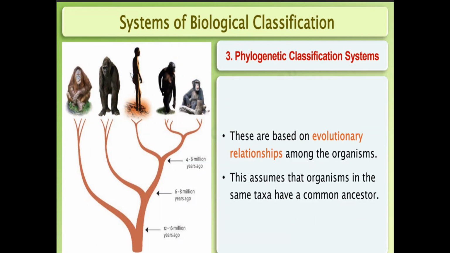For example, we studied tiger, lion, Panthera tigris, Panthera leo, and Panthera, the third one being cheetah. They all have a common ancestor. Domestic cat and wild cat have a common ancestor. The dog, wolf, all the canines have common ancestors. That is the phylogenetic classification system.